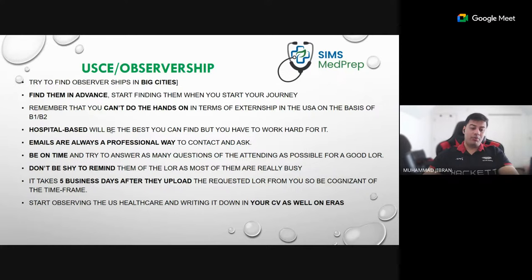Also try to observe the US healthcare system and write it down on your CV as well. What are the things that make it different from the healthcare system you're living in right now? Try to work on it, observe it more and more, and learn from it as well. Don't be shy to ask a question. They don't mind it here, and no question is a silly question. You just need to ask it, and that's how it will go here.